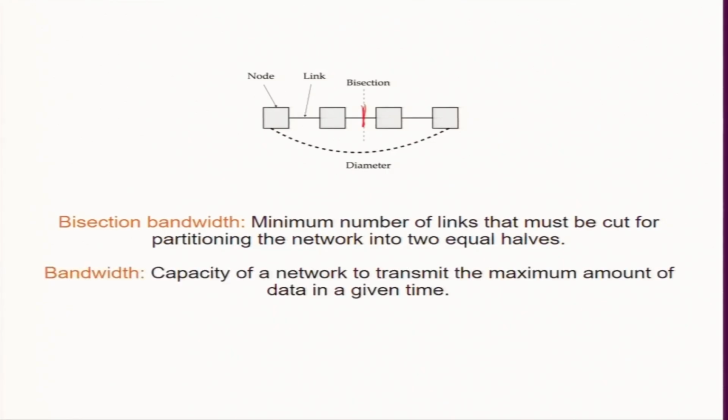And bandwidth is the capacity of a network to transmit the maximum amount of data at a given time. How much data can it transmit at maximum? This is like a peak rating, and speed is slightly different. Bandwidth is the maximum and speed is kind of the average. There are technical differences between the two, but right now you can just think of bandwidth as the maximum possible and speed as what you get in general.